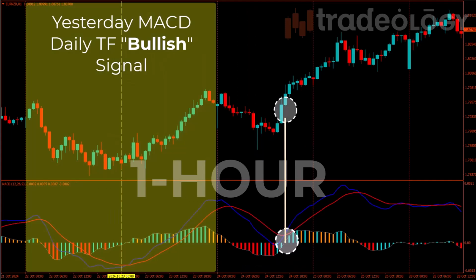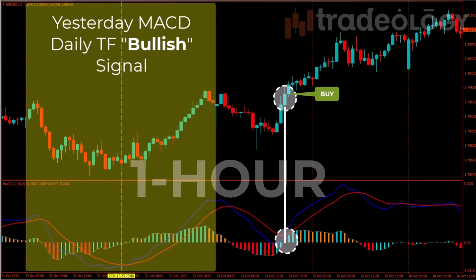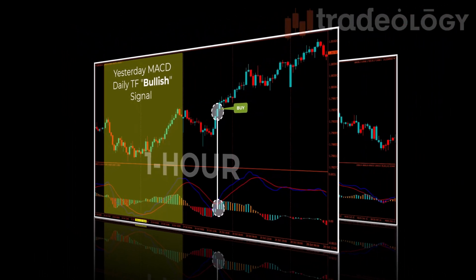In the next part of this tutorial, I'm going to show you exactly how to combine MACD with higher time frame analysis step by step so you can filter out the noise and hit way cleaner entries. Stick with me, because once you see how this works, your trading performance will never be the same again.